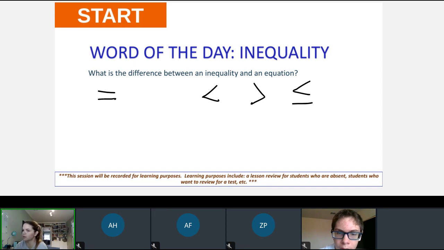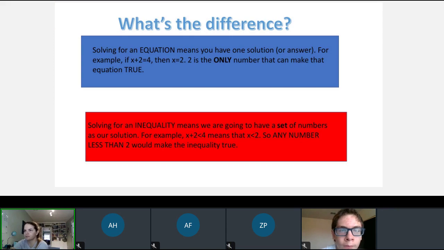All of last week, we were working on solving equations. Those are equal signs. This week, starting yesterday, we're working on inequalities. Yeah, Stormy, that's a good point. Stormy just said an equation has one answer. Exactly. So let's take a look at the difference. Solving an equation means you have one solution or answer. For example, if x plus 2 equals 4, then x equals 2. 2 is the only number that can make that equation true.